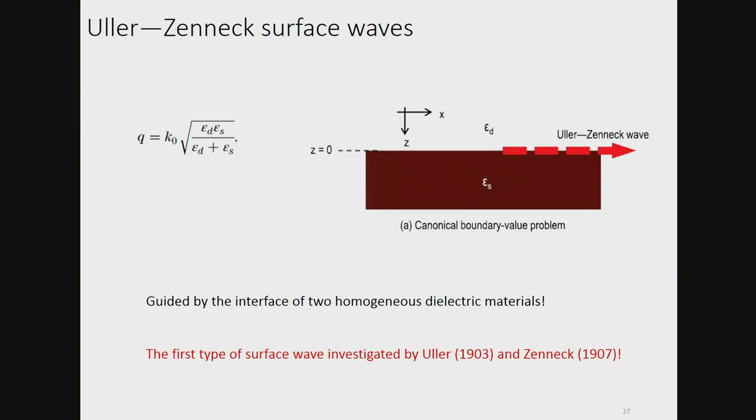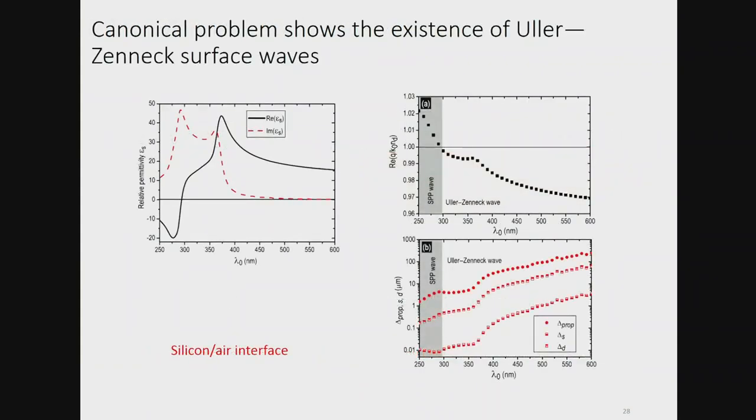So this wave, which was predicted in 1903 and 1907, people have been trying to find for a century, and there was no conclusive proof because they were trying to excite it using a prism-coupled configuration, where you shine radio waves directly on the Earth's surface, and these waves couldn't be excited.